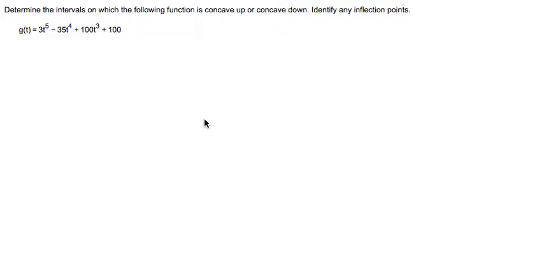Okay, we want to find the intervals where this function is concave up, concave down, and the inflection points. So we need to start by finding the second derivative to find potential inflection points.